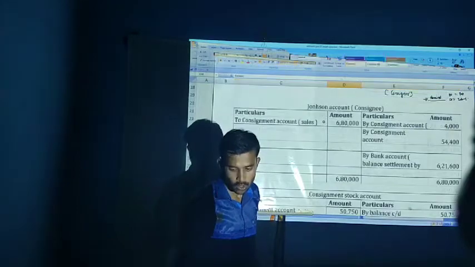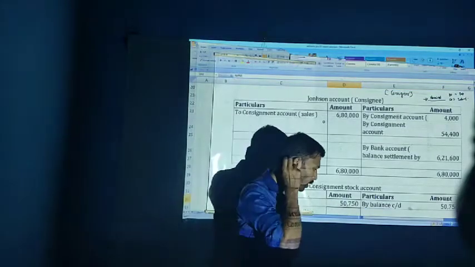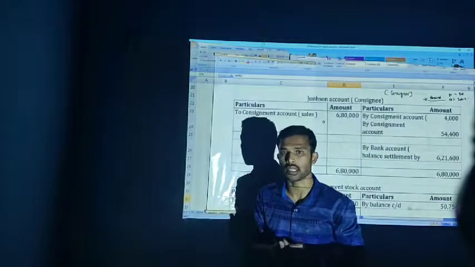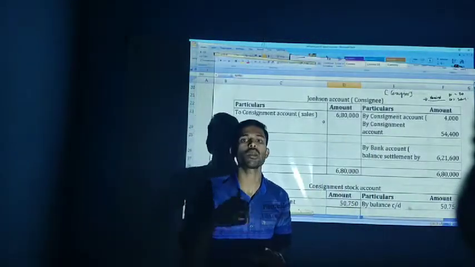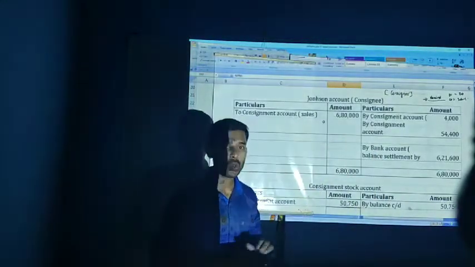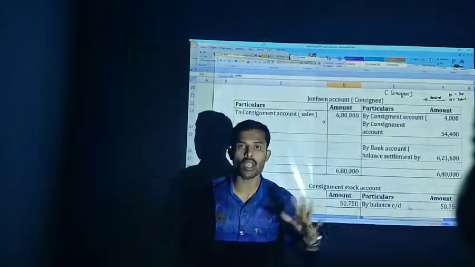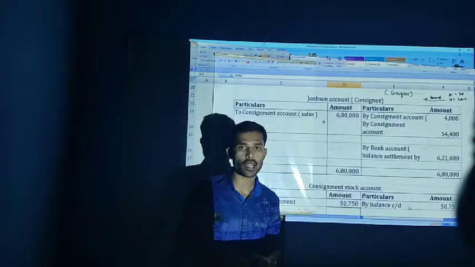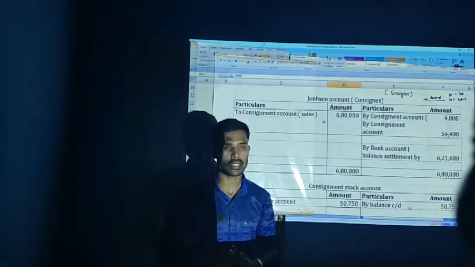Next one, go with the Johnson account. Johnson account is what? It is a consignee. Right. Here consignee will be treated as debtor as well as creditor. Sometimes he is a debtor, sometimes he is a creditor. ಇವ್ರಿಗೆ ಏನಾದರೂ ಗೂಡ್ಸ್ ನ ಕಳಿಸ್ಕೊಟ್ಟಿದ್ರೆ, so he becomes what? Debtor. ಅವ್ರಿಗೆ ಏನಾದರೂ ಪೇ ಮಾಡಬೇಕಾಗಿದ್ರೆ then he becomes what? A creditor. Right.